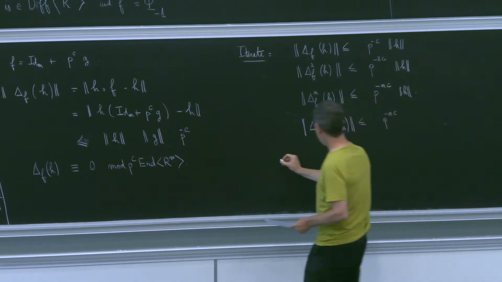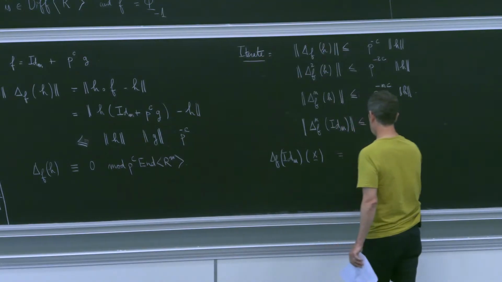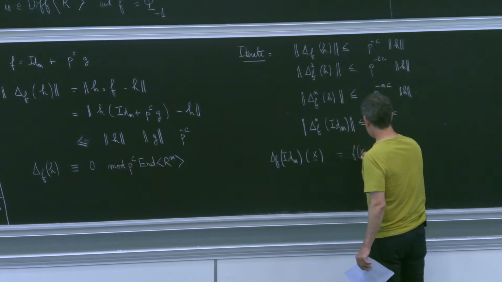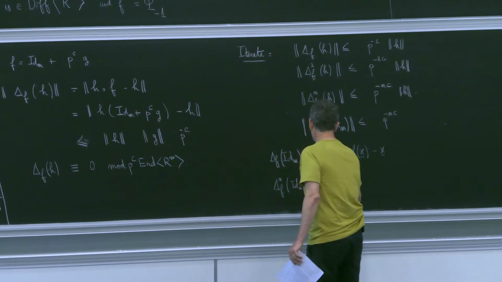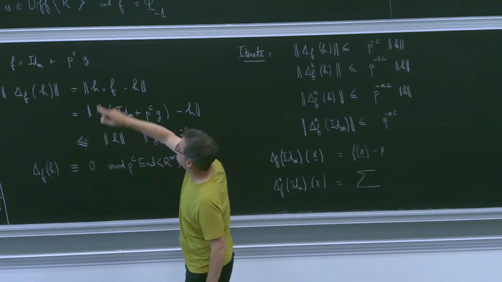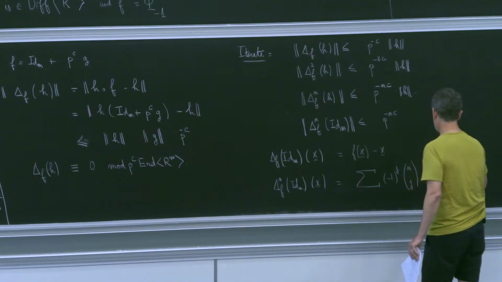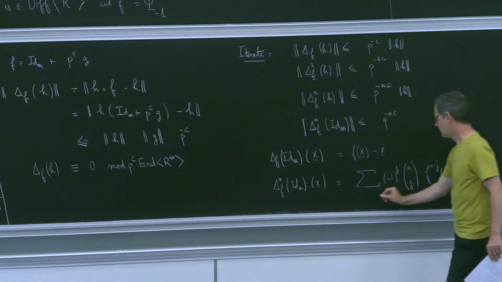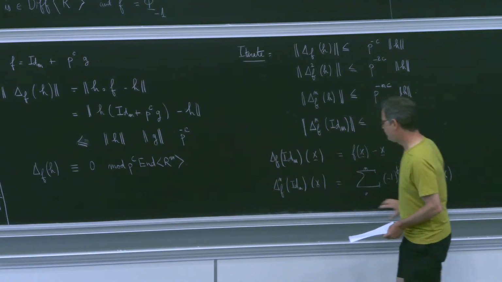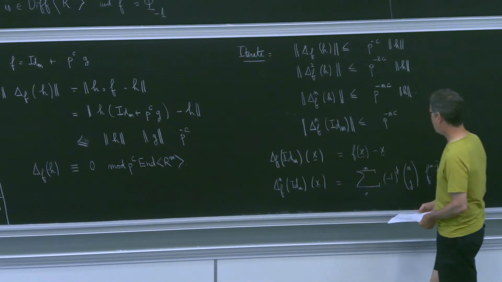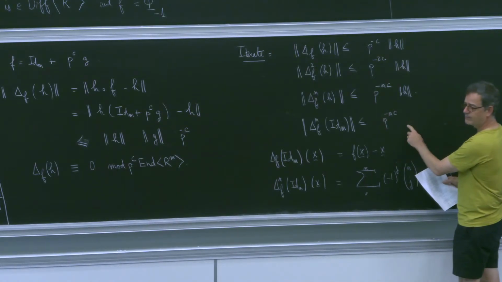Let me write it: delta f applied to identity and you evaluate on x is what? It's f of x minus x. And then if you apply it n times, it is this sum that I wrote over there. So these endomorphisms of the unit polydisk are small in p-adic norms, in the Gauss norms. So all the coefficients are small and exponentially fast in this sense.